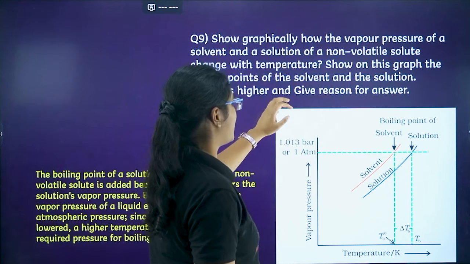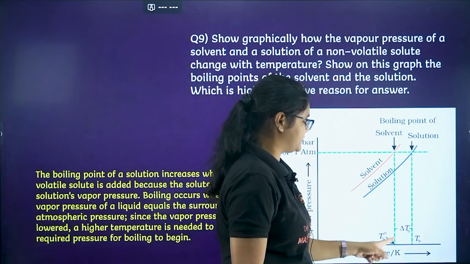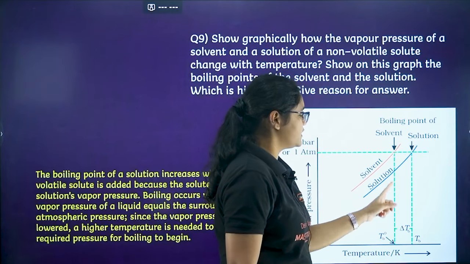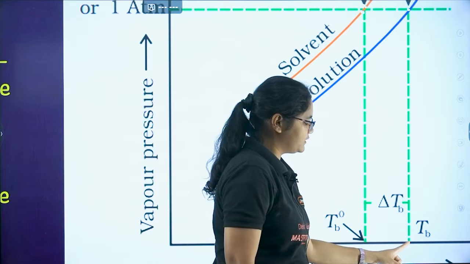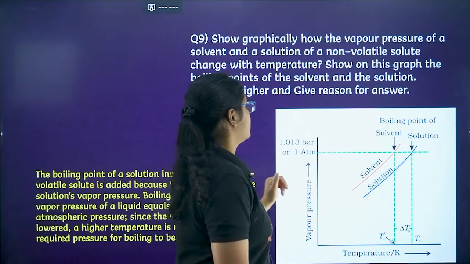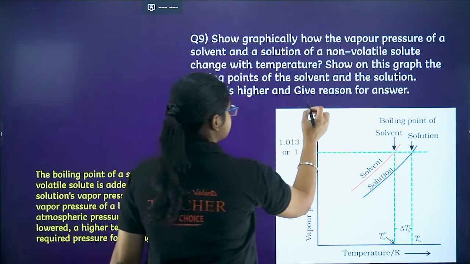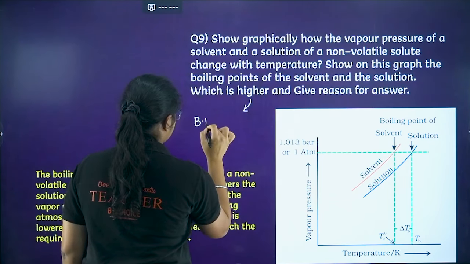Which is higher, and give reason for the answer. Which is higher here? Definitely you can see this T naught B is the temperature here and this is the temperature here. So obviously this is the higher value, right? So what is the higher value? I can write which is higher: the boiling point of the solution is higher.